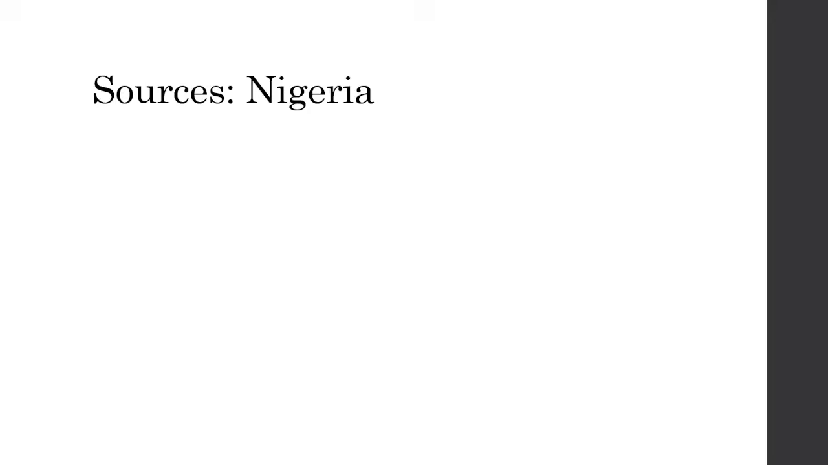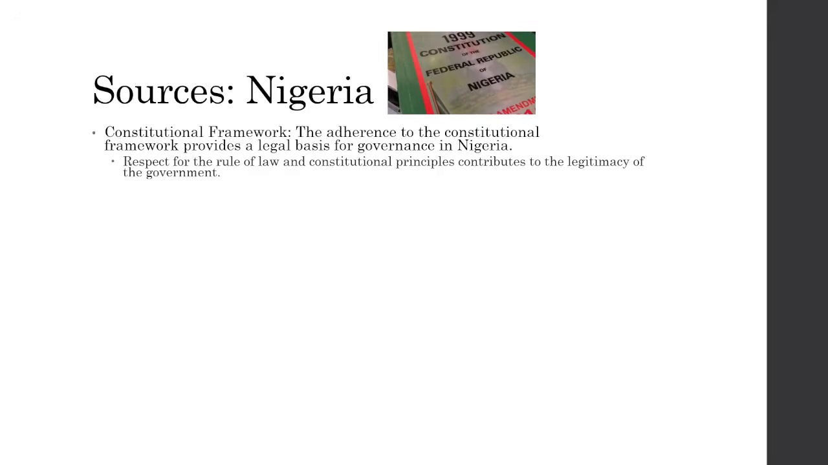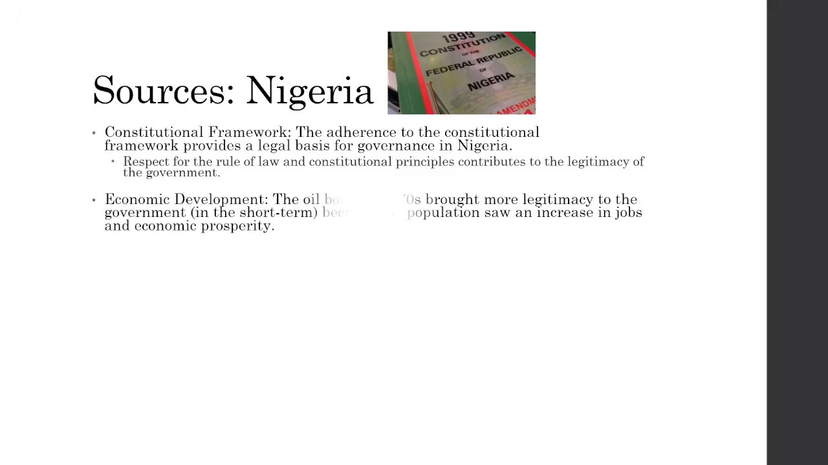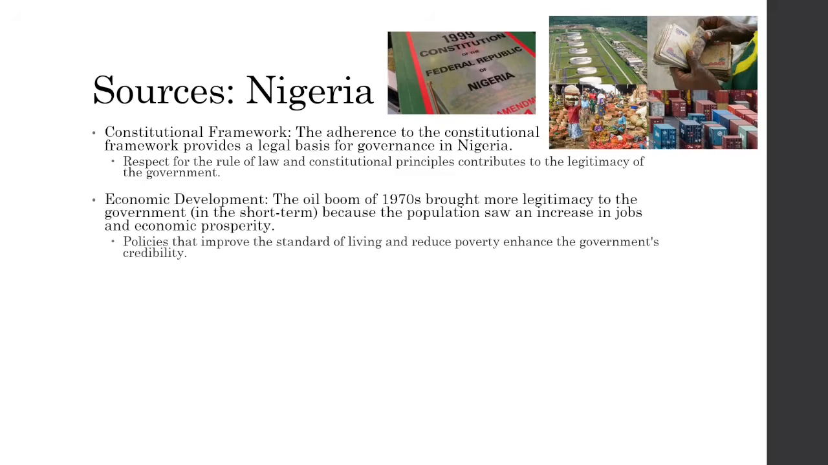I was looking at Nigeria's sources of legitimacy. So we have a constitutional framework that was passed in 1999. It has respect for the rule of law and constitutional principles that contribute to the legitimacy. Economic development is pretty prominent. There was an oil boom in the 70s that brought more legitimacy to the government in the short term, because the population saw an increase in jobs and economic prosperity. Policies improved the standard of living and reduced poverty, enhanced the government's credibility, because we were like, oh, we're not poor anymore. Our government's doing good.